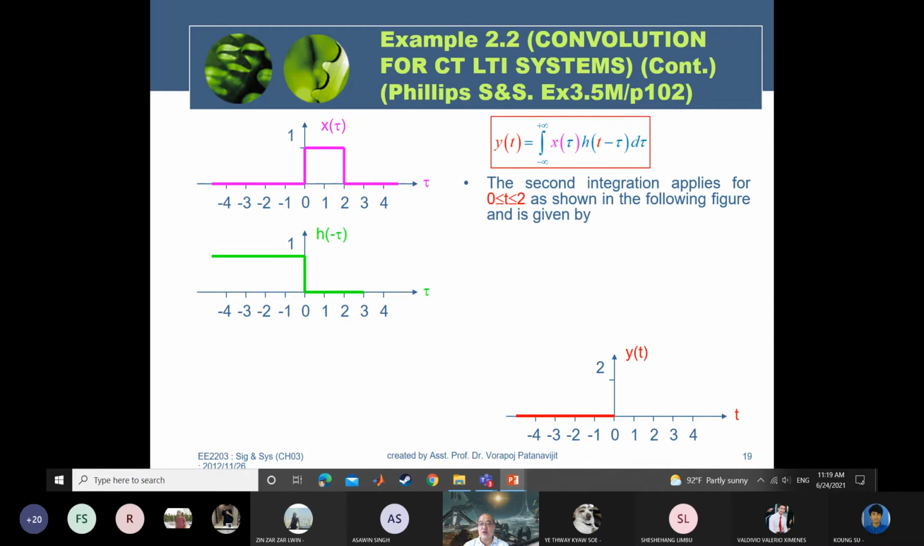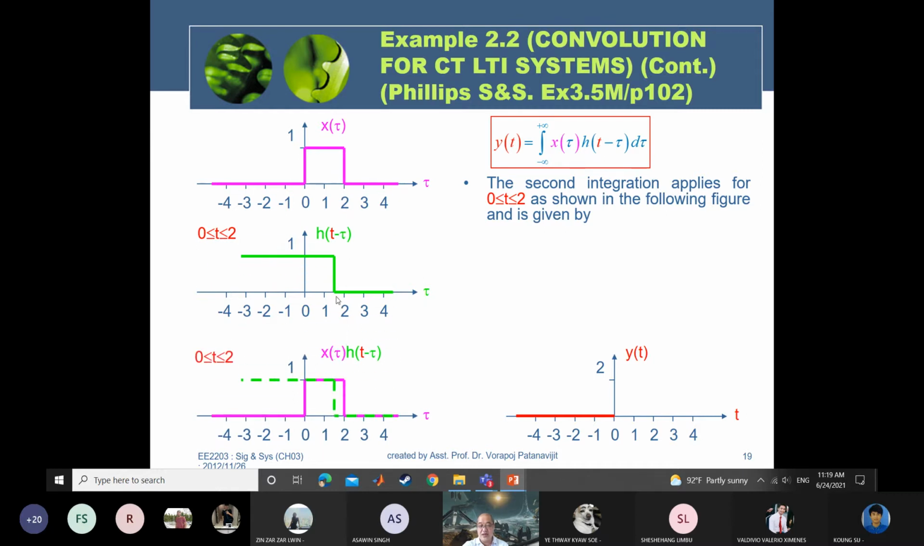Now, a little bit more difficult is this part. The second integration is applied between 0 and 2. Between 0 and 2 is here. You can plot any value between 0 and 2. In this case, we pick 1.5. We choose 1.5 to draw them. You may choose 1, 1.4, 1.6, depending on you. Now we move them in here and you multiply them. This point, this location, is t. Remember that is t. You multiply the green and the pink one. The final result is about here.